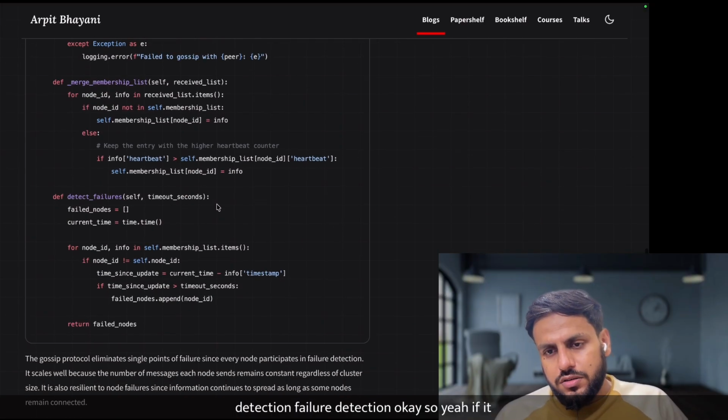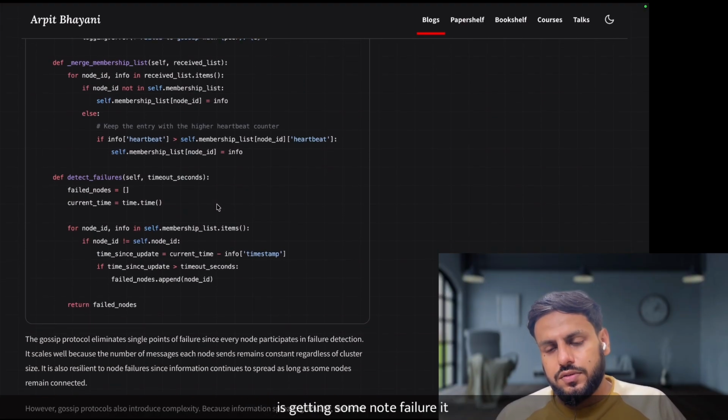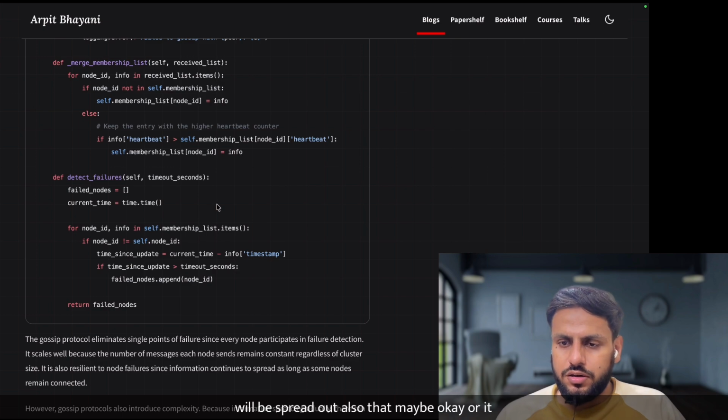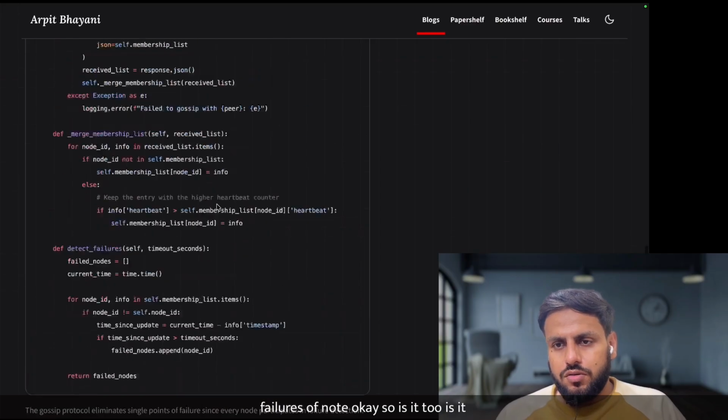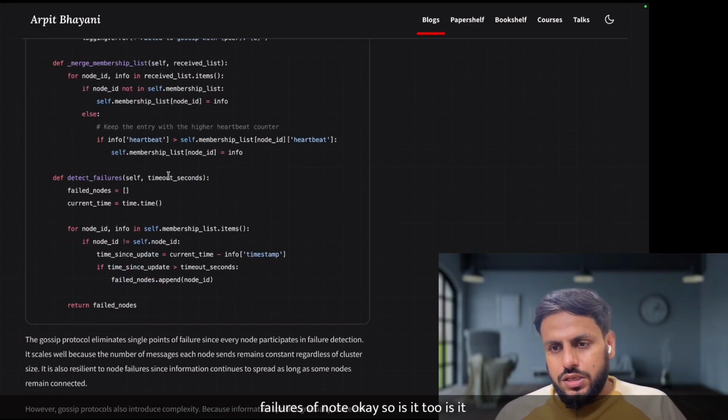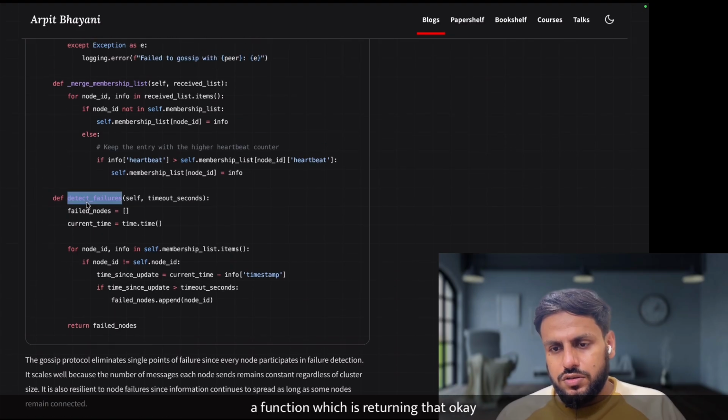Then failure detection. If it detects a node failure, that will also be spread out, or it will have the data about the failures of nodes. Is it updating at some global level? No, it's just a function which is returning that.